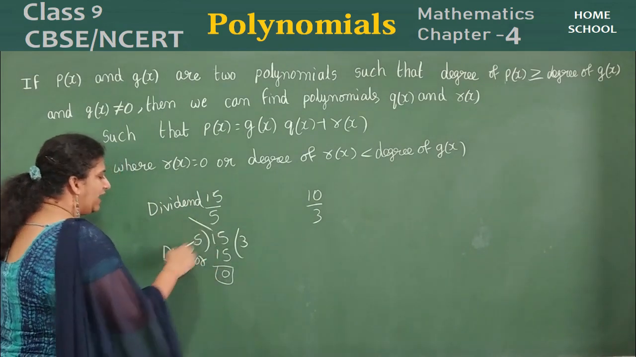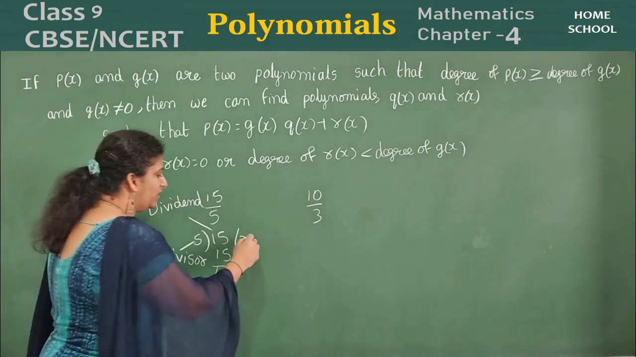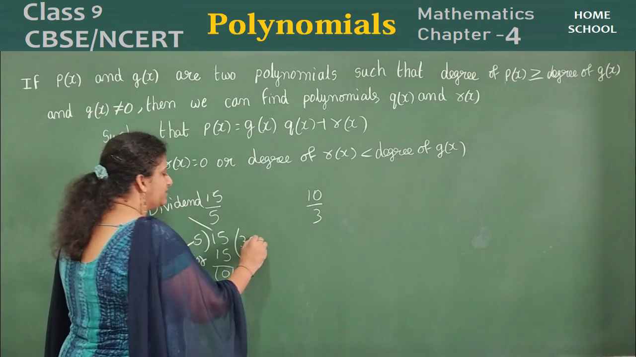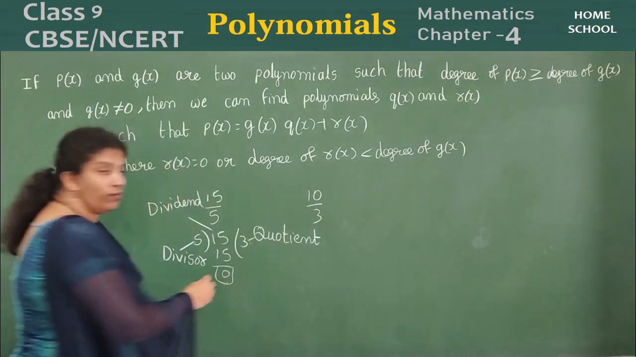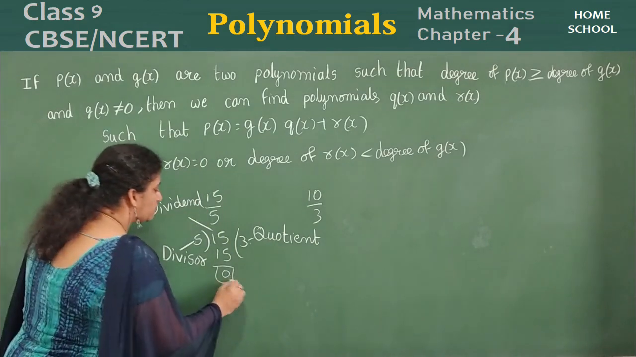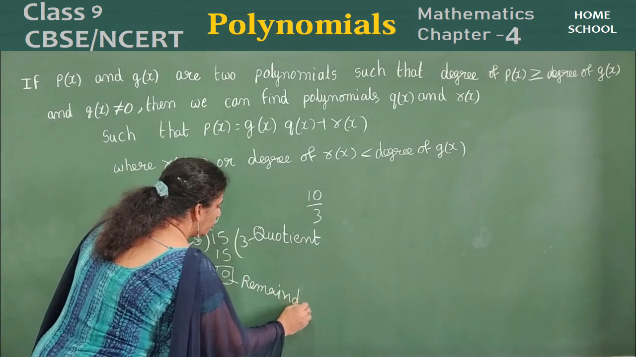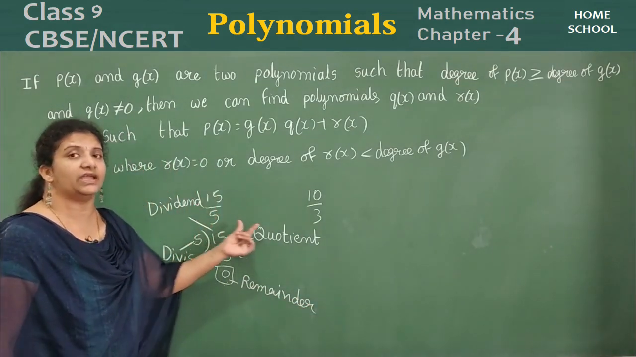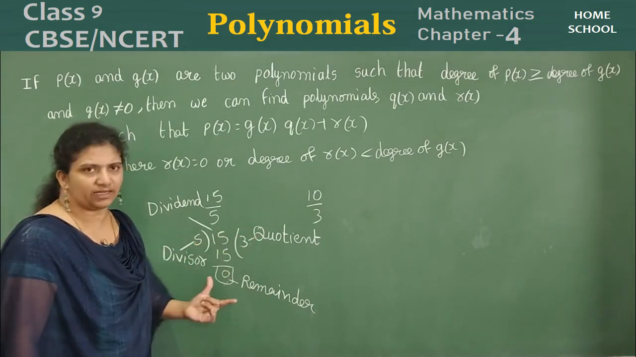When you divide with a divisor, what do you get here? Again, 2 more values you got. What are those? That is quotient. Quotient, and you have got here 0. That is a remainder. So, when I divide a dividend with a divisor, we get a quotient and remainder. Okay, this is a simple technique, children.